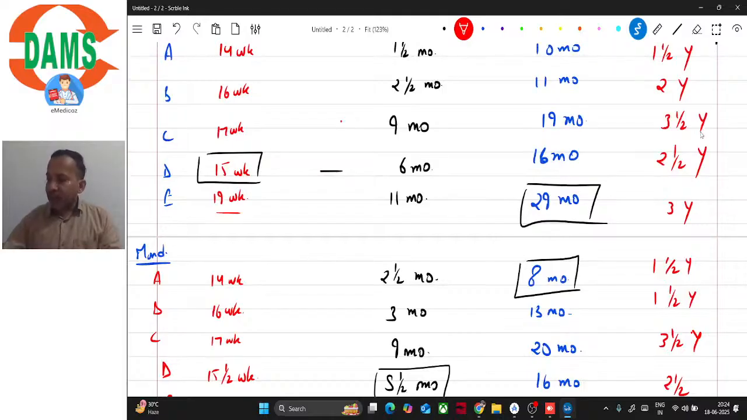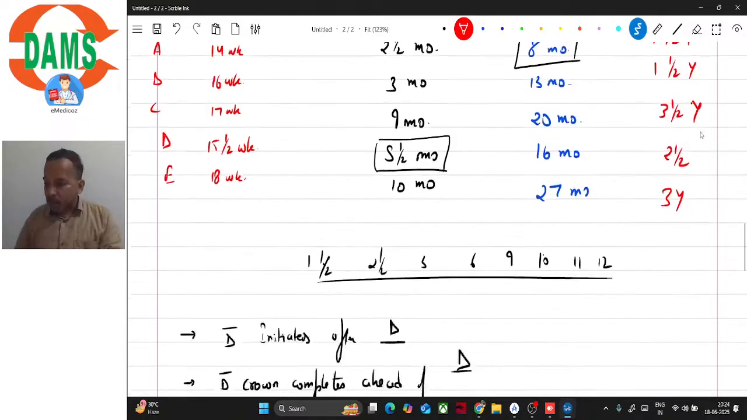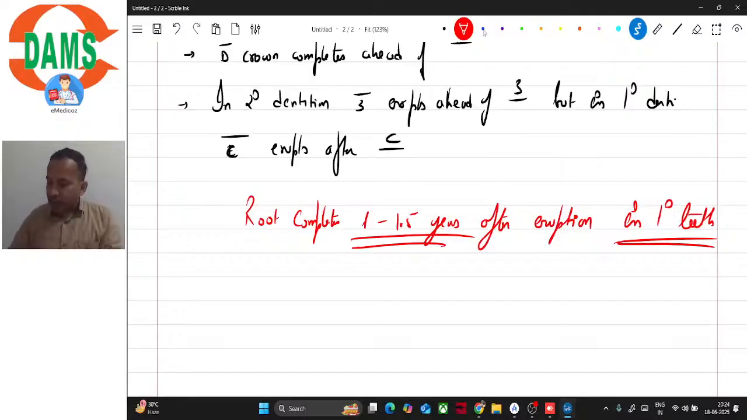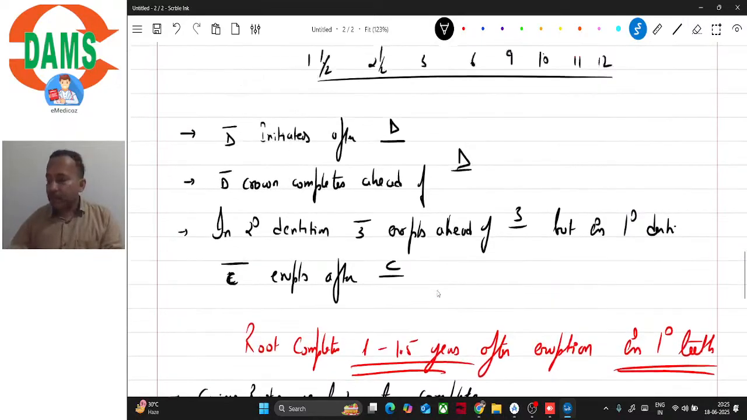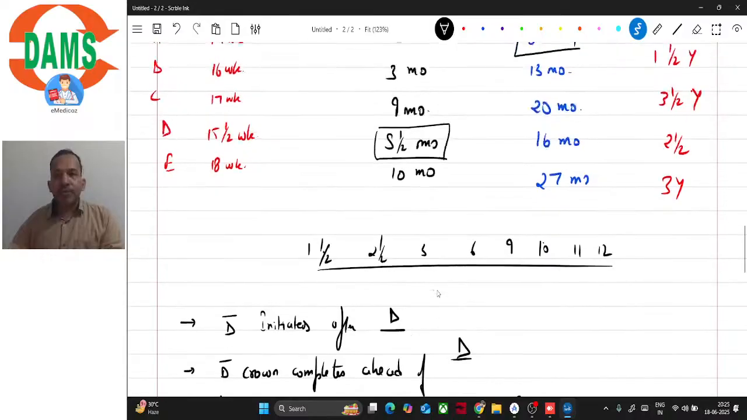So the root of the canine is the last to complete, isn't it? The root of the canine is the last to complete. So what is the other observation? The roots of the canines are last to complete, isn't it? Is it clear? Do you have any doubts?